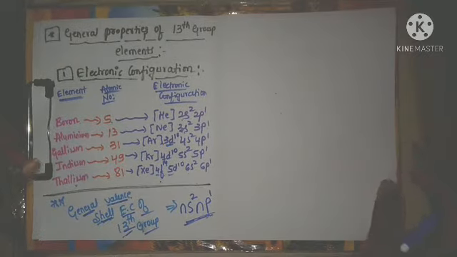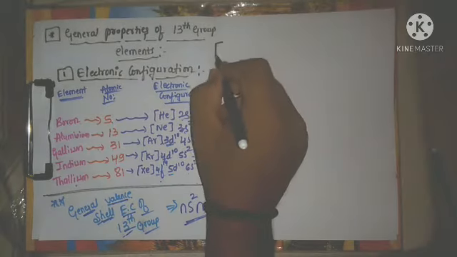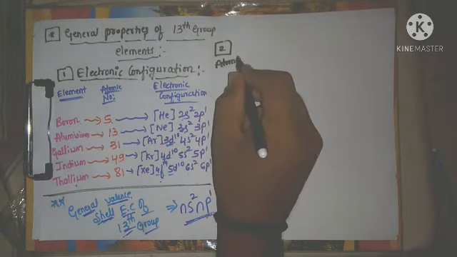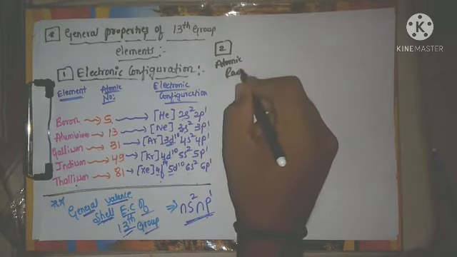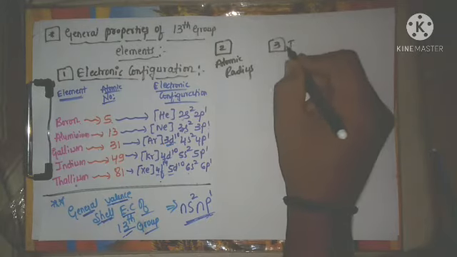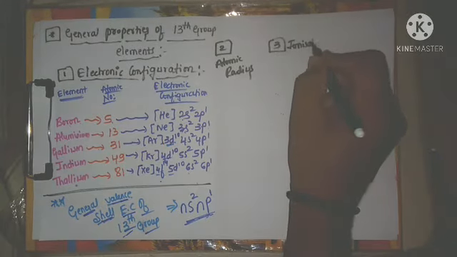Next we will go for the atomic radius, ionization enthalpy, electronegativity. All I want to discuss directly at one time. Here I want to take atomic radius. Here I want to take the third one, that is ionization enthalpy.